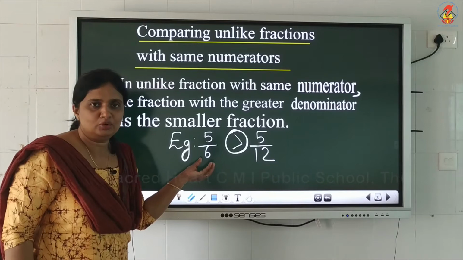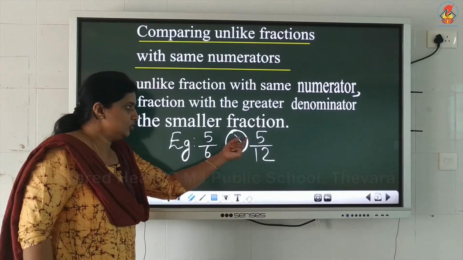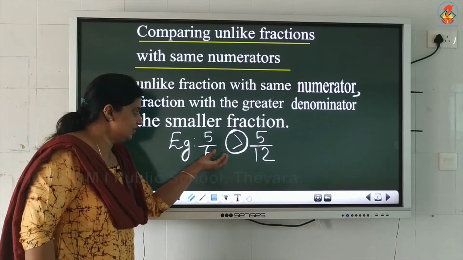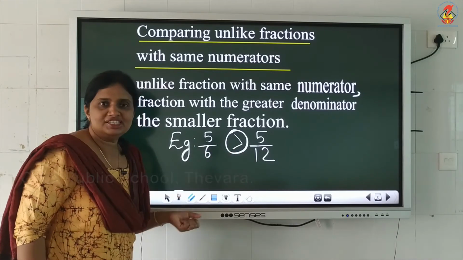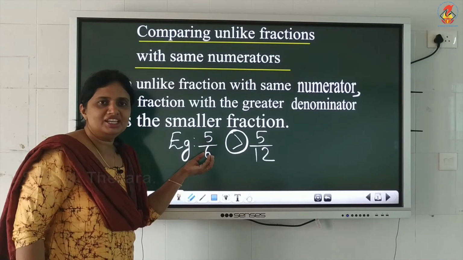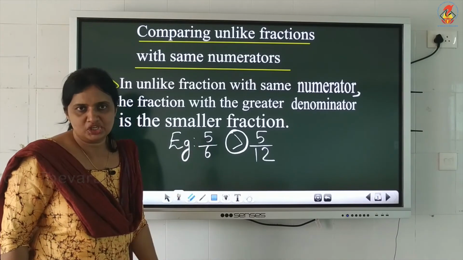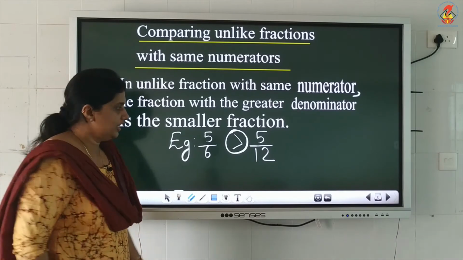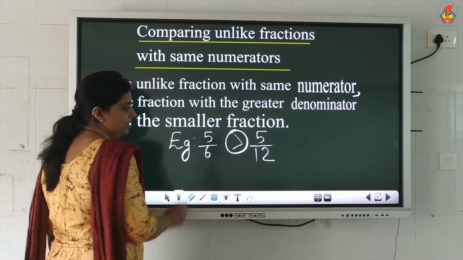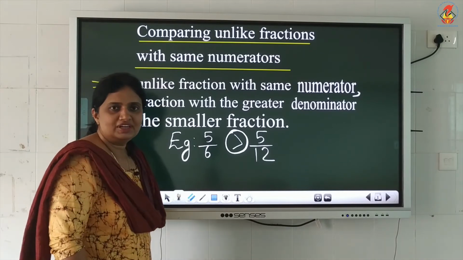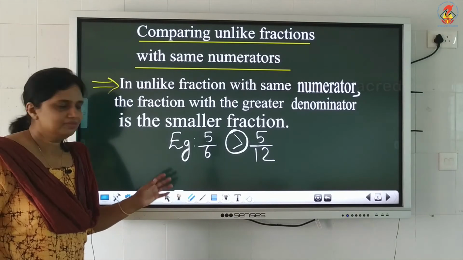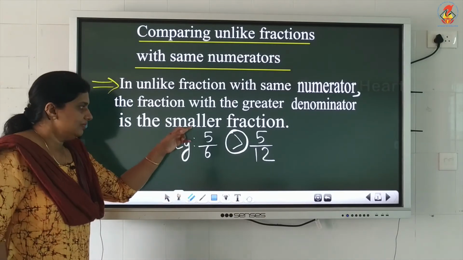Which one is bigger here? 5/6 is bigger. You know what's the reason? All the numerators are the same, but in the case of denominators, which one is greater? 12 is greater. The greatest denominator gives the smallest fraction. That's why 5/6 is bigger. Shall I tell you one more time? Okay, then I will tell.